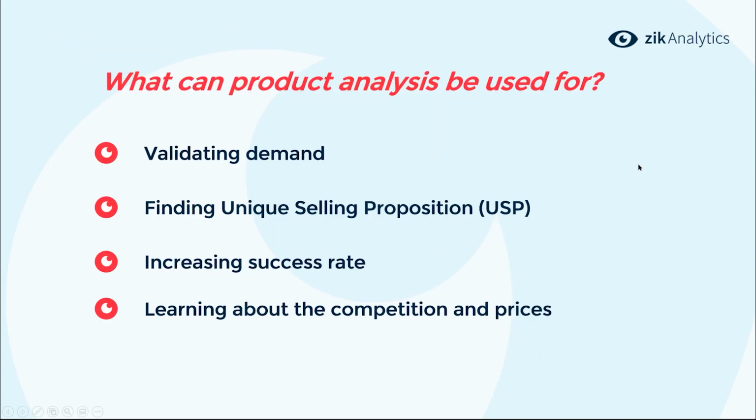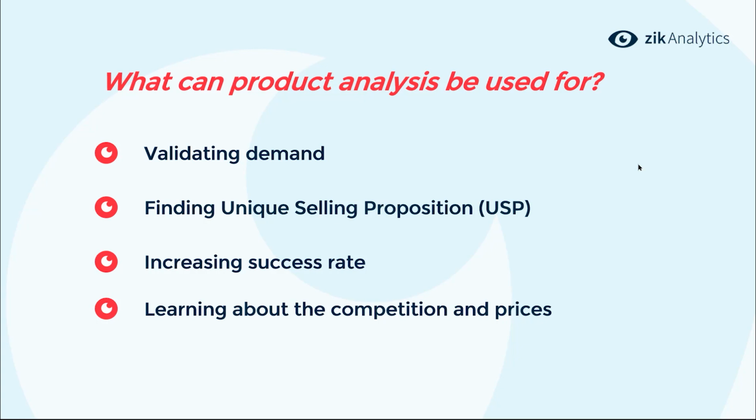What can product analysis be used for? Validating the demand of the product, finding the unique selling proposition, the USP, increasing the success rate, making sure we're listing products that will actually sell, and learning about the competition and the prices. So eventually, when you want to find and sell a successful product, you need to make sure all these things exist. You need to make sure that there is demand for the product. You need to make sure you bring a product to the market with a unique selling proposition: something about your product or listings is better than your competitor's.